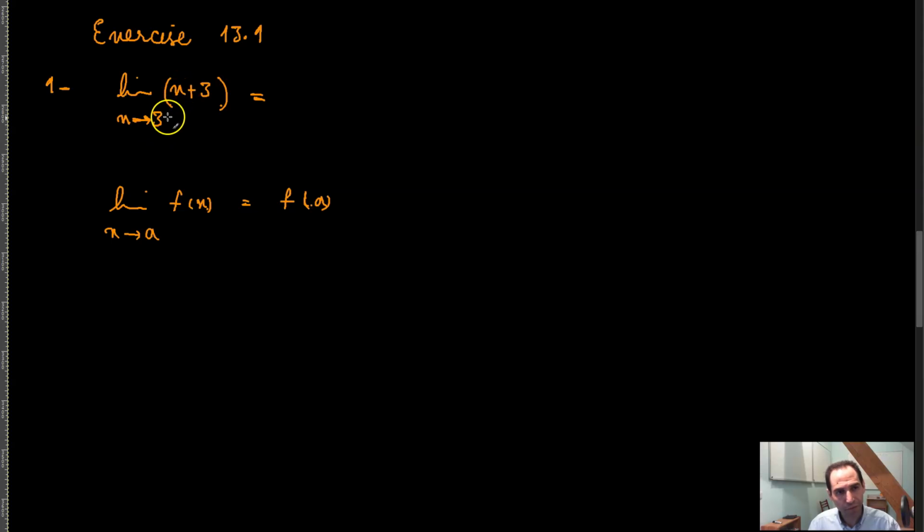So number one, you have the limit of x plus 3 as x tends to 3. Of course you know that this is a polynomial. The limit of a polynomial, we said that the limit of f of x being a polynomial as x tends to a is equal to f of a, which means that wherever you see x, you substitute that with 3, because x is tending to 3, so 3 plus 3 is equal to 6. That's number one.